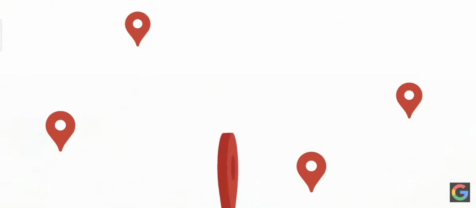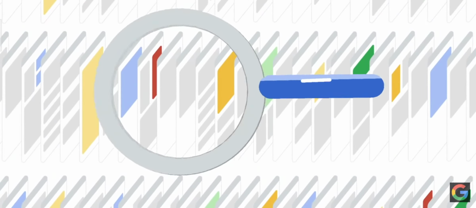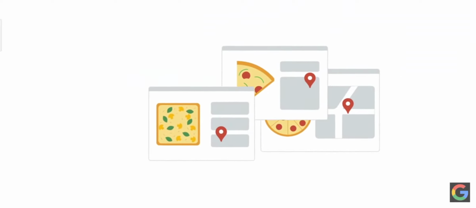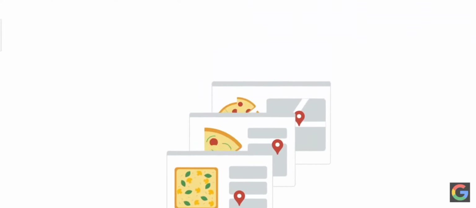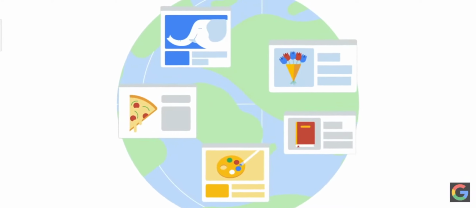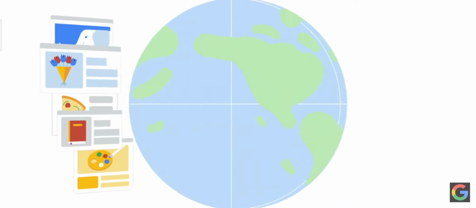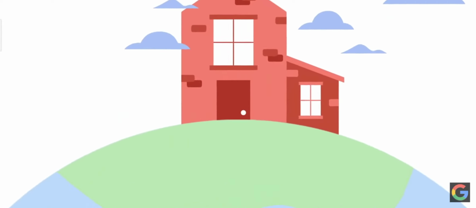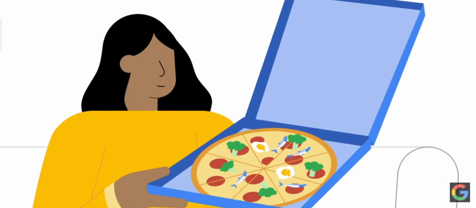Factoring in location when it matters helps our systems do an even better job of ranking hundreds of billions of web pages and places. All this is taken into account by our systems in an instant, and content is ranked according to how relevant it is to your query and, when appropriate, where you are. At Google, we're always looking for ways to connect all of our users with information they'll find helpful. Location helps us do this, and it can make a big difference. So you can find what you need, just when you need it.